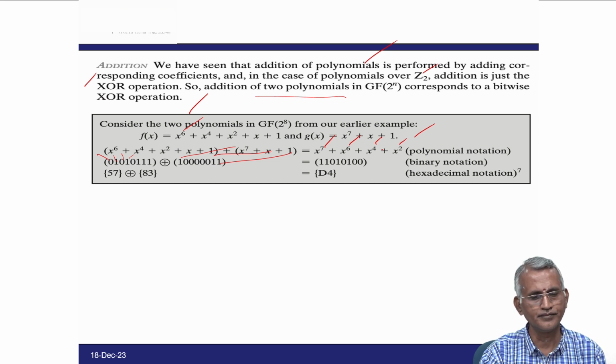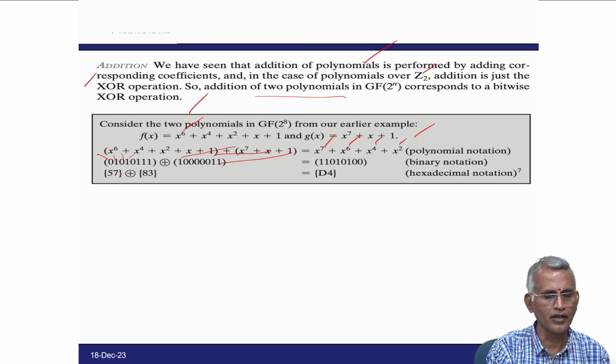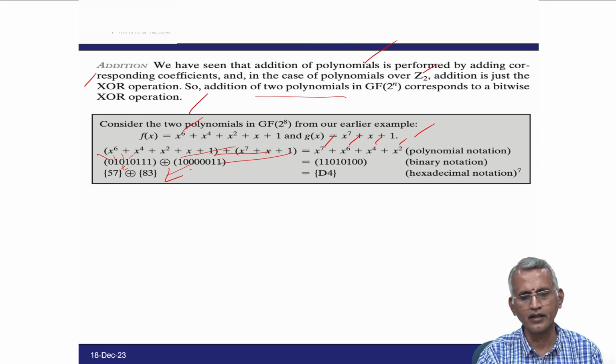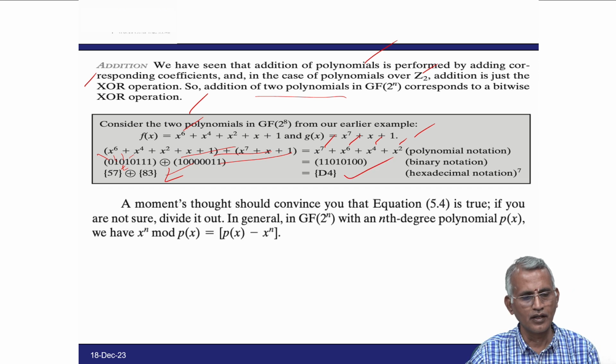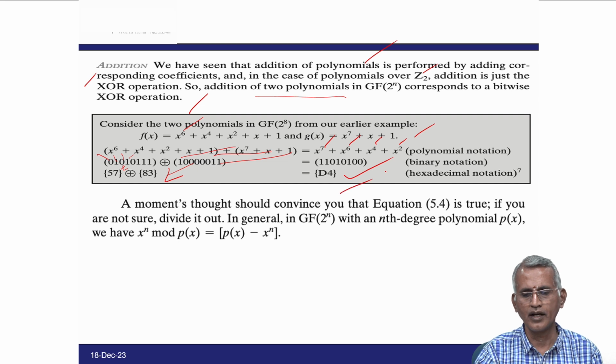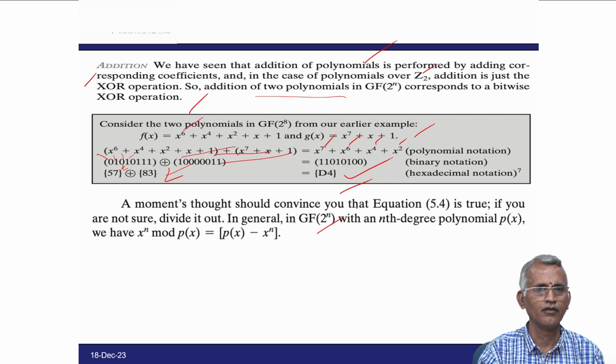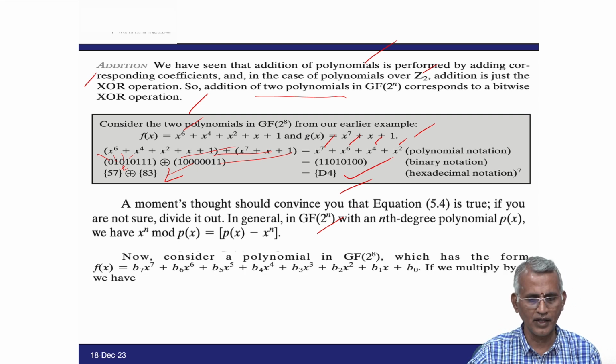So we have a 57 value corresponding to this value, and this value is corresponding to 83. This is hexadecimal notation. So, one value will come, that value is D4. A moment's thought should convince you that equation 5.4 is true. If you are not sure, divide it out. In general, for a Galois field of nth degree polynomial p of x, we have x power n mod p of x is p of x minus x power n.